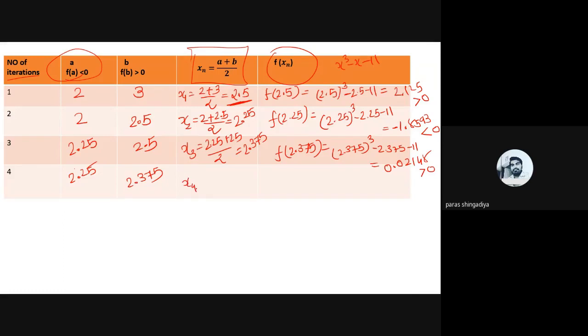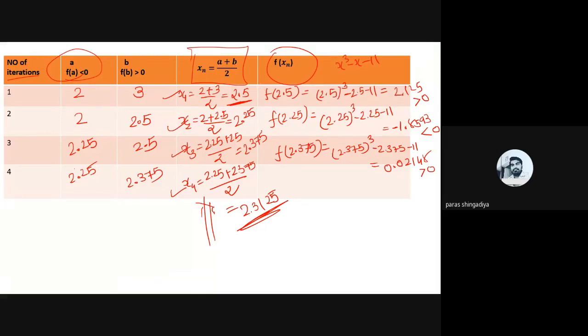Okay, so just check x4. x4 will be 2.25 plus 2.375 divided by 2, and when we take its average, we'll get 2.3125. That is our required answer. Clear? The function output is not our answer. These x1, x2, x3, x4 are our required answers. That is the first approximation, the second one, the third one, and the fourth one.